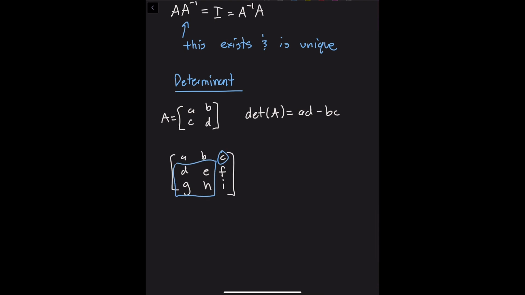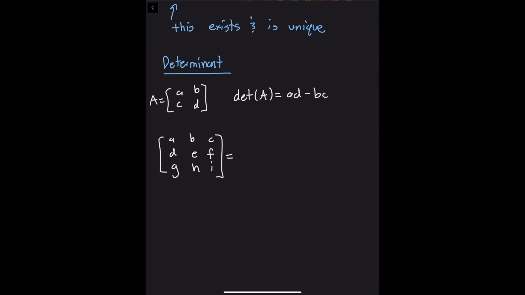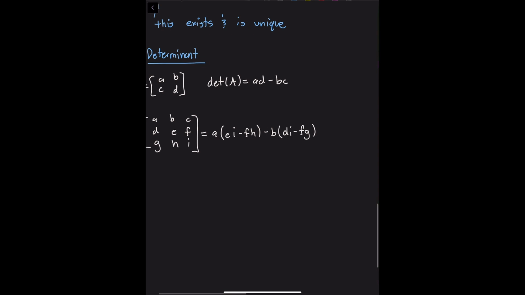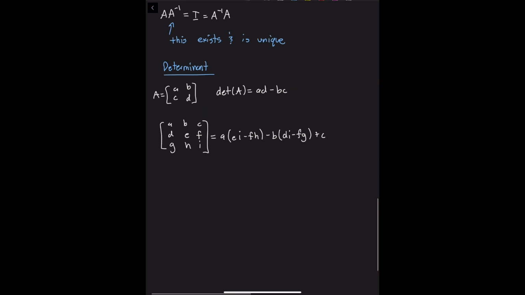So I would just kind of remember this formula. I mean, that's a little bit of the process behind it. I can't really explain it super in depth. This is going to be A times EI minus FH plus, actually, sorry, that'll be a minus, B times DI minus FG, and then another plus C times DH minus EG. Okay.